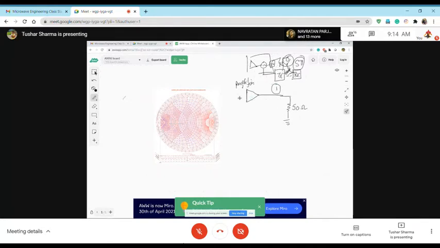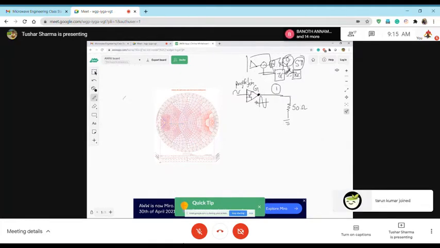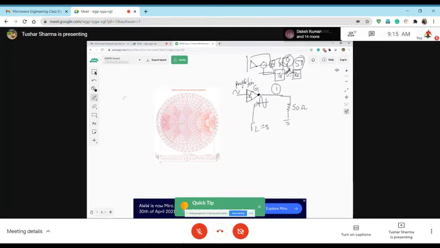What is the goal of an amplifier? I have a signal, and it will try to amplify this signal. So it will have some gain G. Now that gain G is dependent on what impedance this amplifier sees, which is again nothing but a transistor. So this amplifier will have some output impedance which is seen by the transistor. Now if this impedance is equal to 50 ohms, the reflection coefficient will be 0.